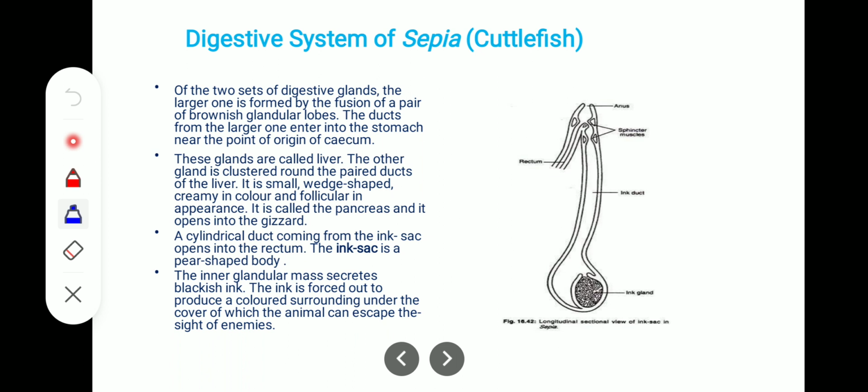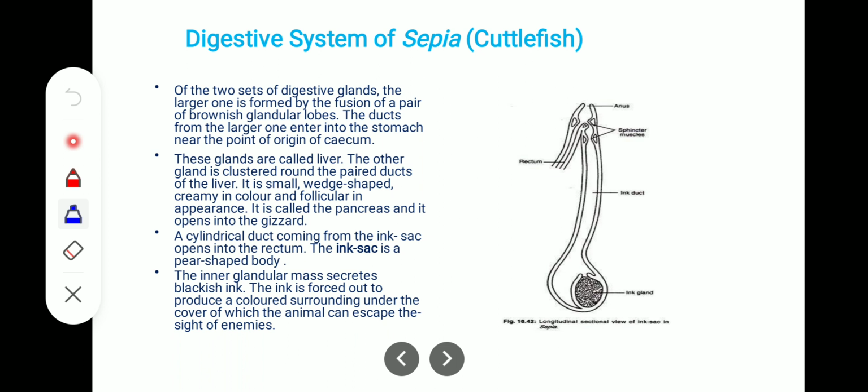Two sets of digestive glands. The large one is formed by the fusion of a pair of brownish glandular lobes. The ducts from the larger one enter into the stomach near the point of origin of the cecum, that is the chamber of the stomach. These glands are called the liver. The other gland is clustered around the pair of ducts of the liver. It is small, vase-shaped, creamy in color and follicular in appearance. It is called the pancreas and it opens into the gizzard. So the gizzard is the first chamber of the stomach.